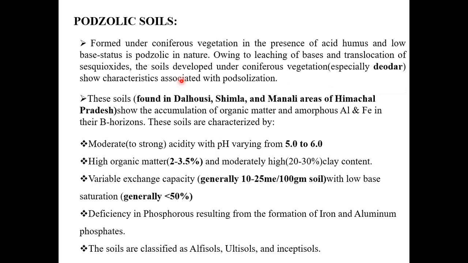Podzolic soils are completely developed by podzolization, which is completely opposite to lateralization. Mostly these soils are found in Manali areas of Himachal Pradesh, and in some of Shimla and Dalhousie, and some areas with accumulation of organic matter and some amorphous material. These are also very acidic conditions. What are the characteristics of these soils, students? Mostly you can see moderate acidity, around pH 5 to 6, moderately acidic conditions.